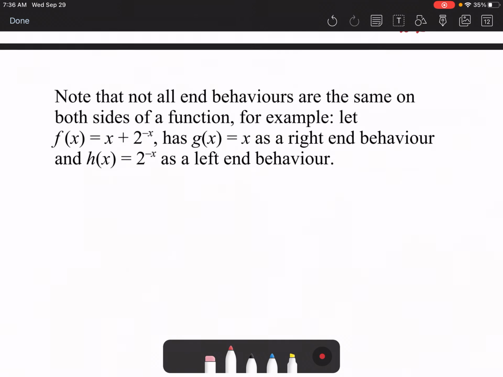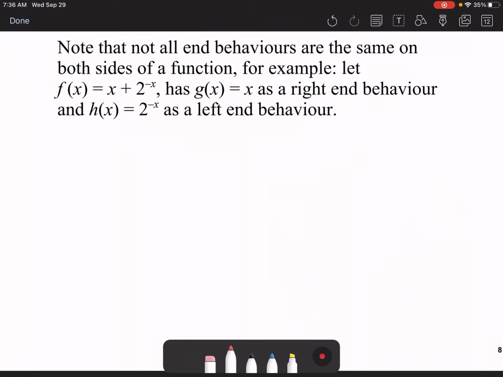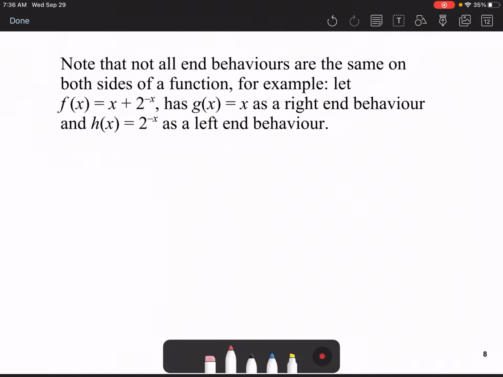Okay, so last thing I should mention, note that not all end behaviors are the same on both sides of a function. So for example, f of x is equal to x plus 2 to the exponent negative x. You can use g of x for the right hand side, and you can use h of x for the left hand side. And then you'll see the end behaviors on either side tend towards 1. Now if you're able to graph this and look at it, I'm not able to include that, but you would actually see how it works out.